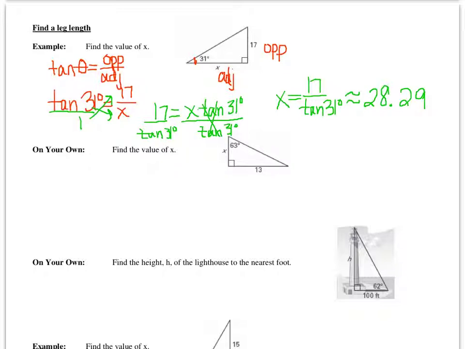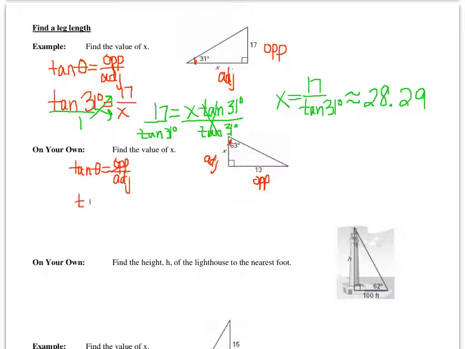It says find the value of x. So my angle is the 63 degrees, which is right here. So there's my theta. X is right next to it. This is my adjacent side. And 13 is across from it, that's my opposite side. So I know that tangent of an angle equals opposite over adjacent.